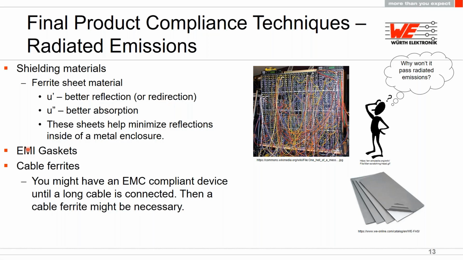For mu double prime, that's the other parameter you would look at. This would be used for if you wanted to absorb or eliminate any kind of magnetic field. These would typically be used for attenuating electromagnetic interference. You can use these sheets by putting them on printed circuit board traces in the higher frequencies, like in the gigahertz range. This actually works fairly well. But you can also use these to help minimize reflections inside of a metal enclosure.